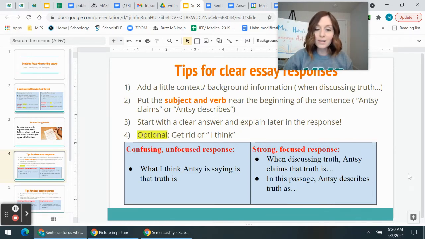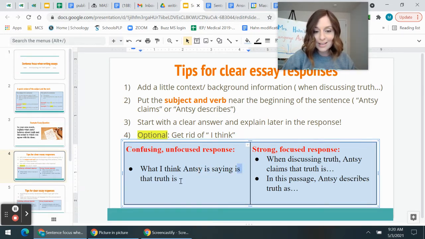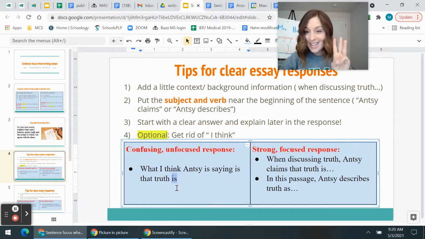Now, here on the left is kind of a confusing, unfocused response that I see from students sometimes. "What I think Antsy is saying is that truth is blah, blah, blah." Now, I understand what the students are saying, but notice I have three "is"s in one sentence. That's really wordy and unnecessary. Instead of saying, "What I think Antsy is saying is that truth is this," I could just say, "Antsy's saying that truth is this." I don't need to be that confusing.